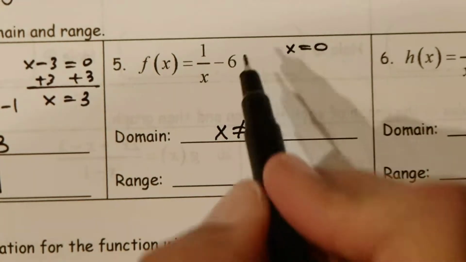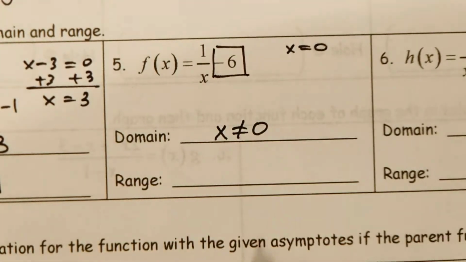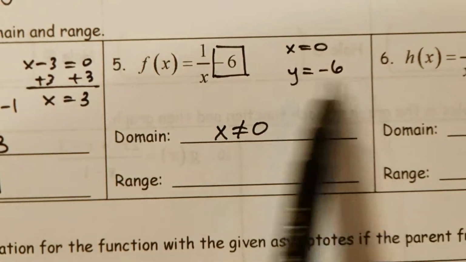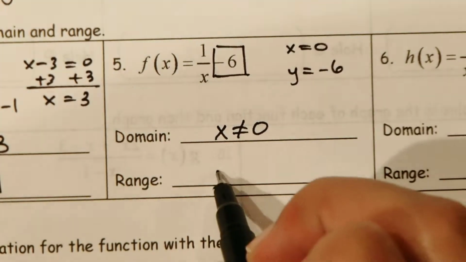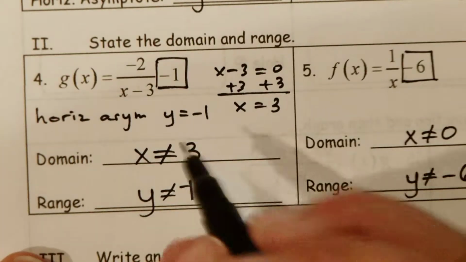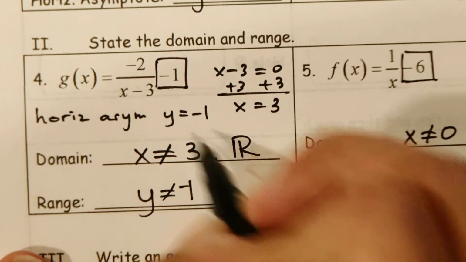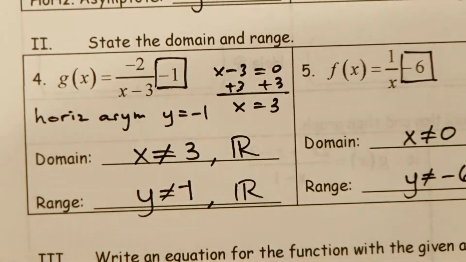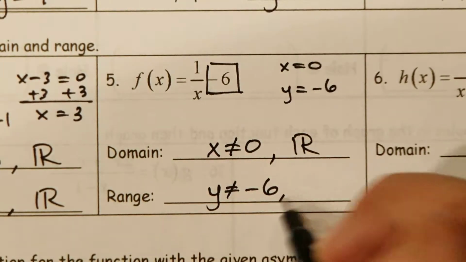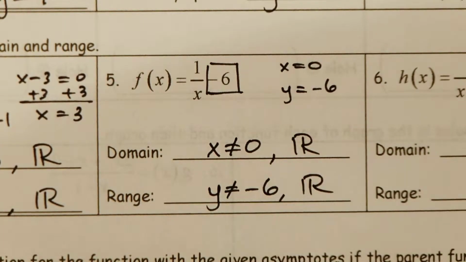The range: our function has been translated down 6. So the asymptote is now at y equals -6, another value we cannot have. So the range cannot include -6. And I'm going to go back to this one and just put all real numbers except for these. So again, it can be all real numbers except for these two values.